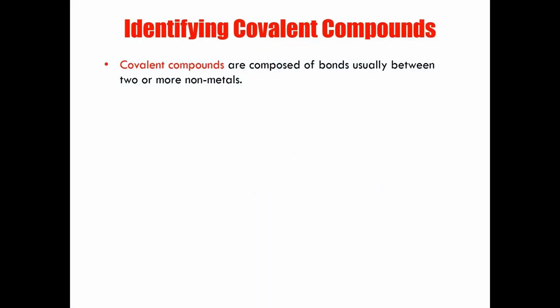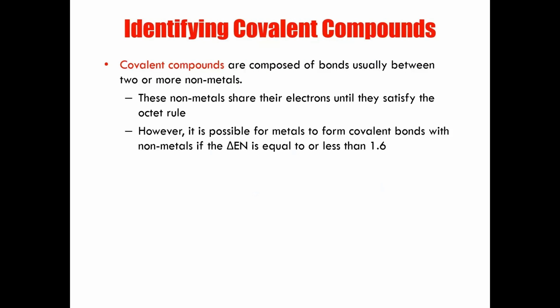Covalent compounds, as we know, are composed of bonds usually between two or more nonmetals. These nonmetals share their electrons until they satisfy the octet rule and become stable. However, it is important to remember that it's possible for certain metals to form covalent bonds with nonmetals as long as the difference in electronegativity between the two bonding elements is equal to or less than 1.6.